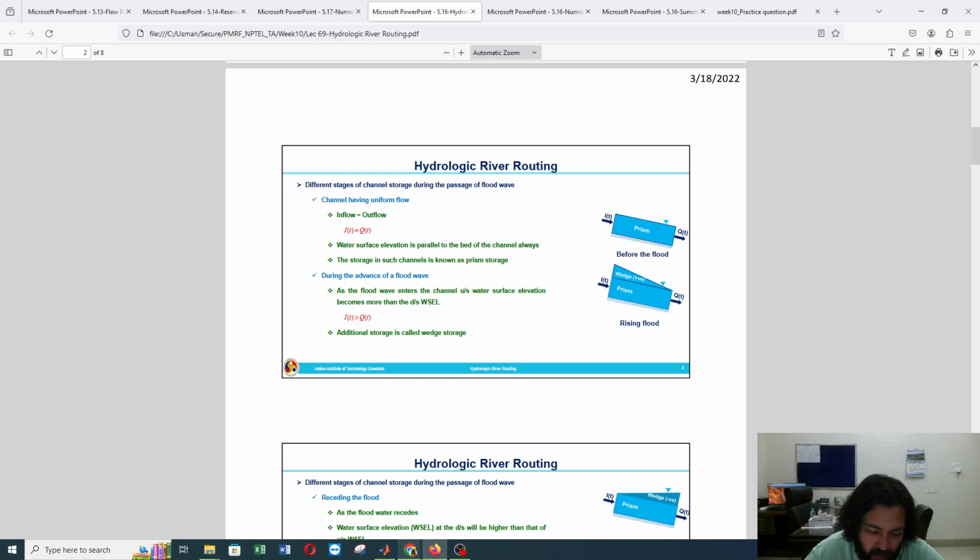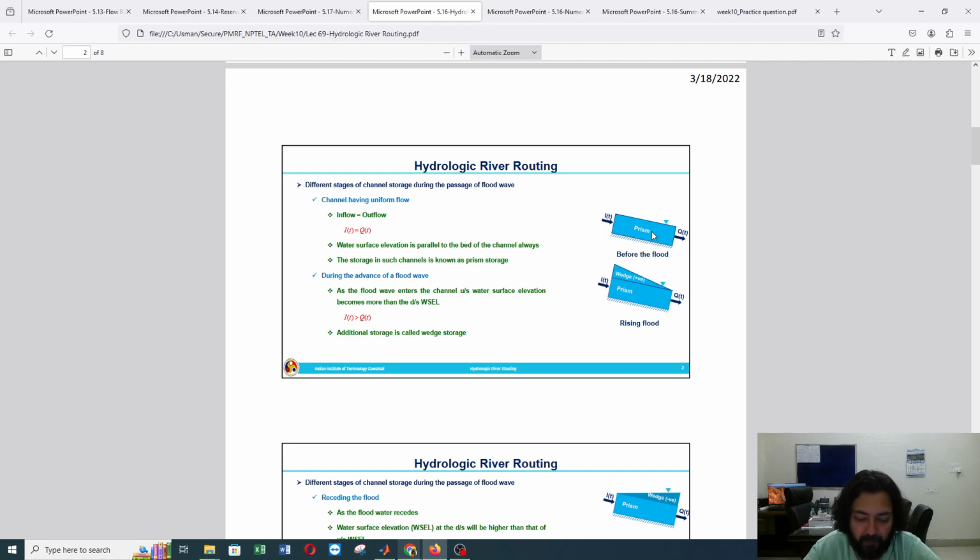So prism storage is nothing but the volume that would exist if we assume that there is a uniform flow. If you look at this figure here, there is a uniform flow. So whatever volume of water is there when we consider that the flow is uniform, that accounts for prism storage. But this is not the scenario, right?